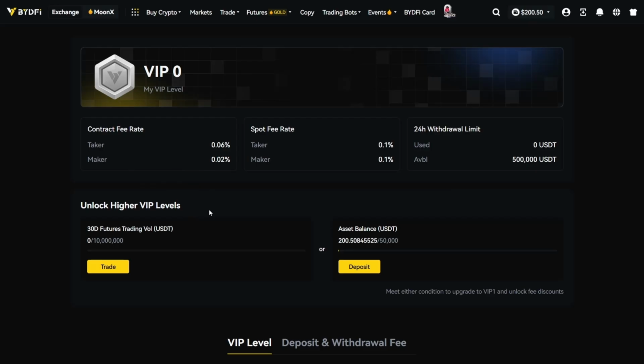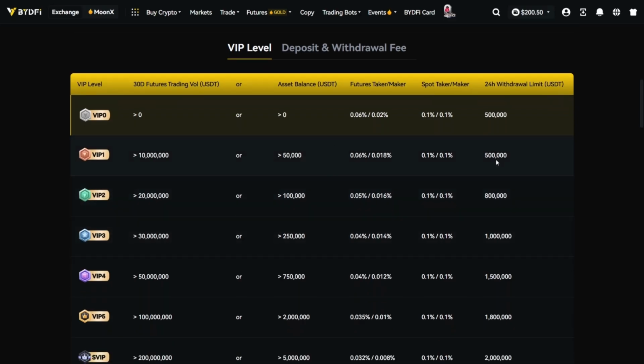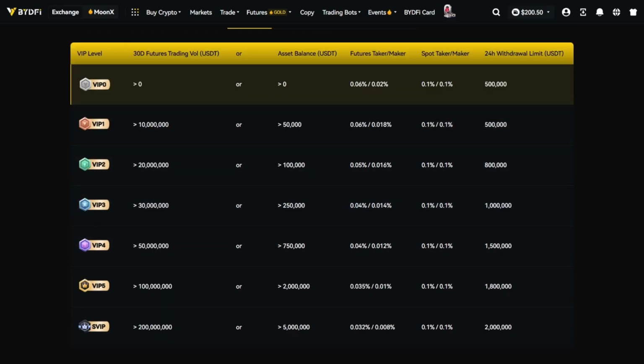fees. Exchanges usually charge two types of trading fees, maker fees and taker fees. Maker fees apply when you place a limit order, while taker fees apply when you execute a market order. On BYDFi, the base taker fee is 0.06% and the base maker fee is 0.02%. To reduce fees, you do have to level up. If we just go down a bit, we can see the different VIP levels. In your own time, you could look at the different levels and the different requirements to reduce your trading fees.